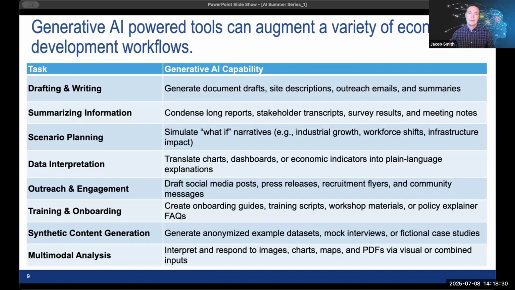Summarizing information. Maybe you have a lot of documents that you need to take and develop some key insights from. Maybe it's meeting notes, scenario planning. You can actually use these models to simulate what if X, Y, or Z happened to determine what the potential impacts might be on some of these parameters that you see here. You can use these models to help interpret data.